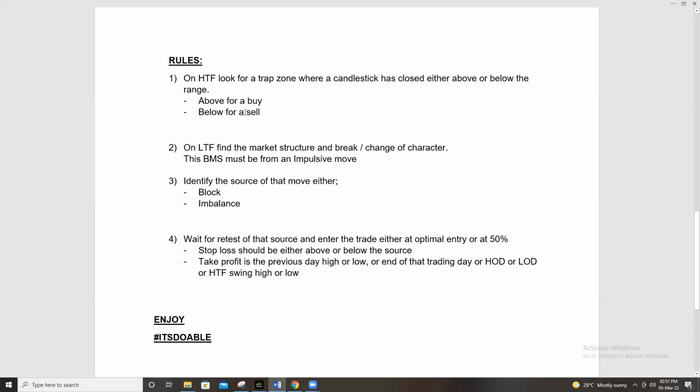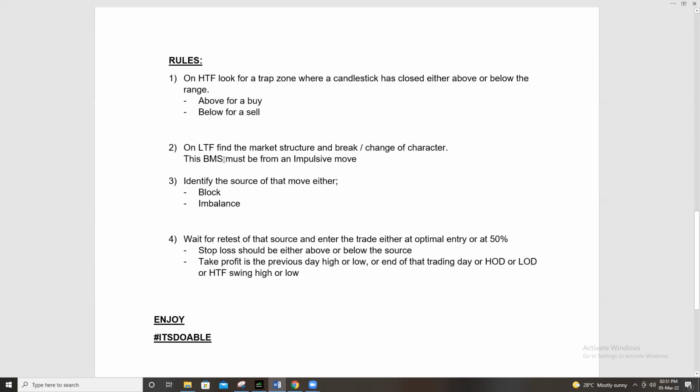Be careful to note the timestamp. Okay, I'll show you the timestamp. Then you move to step number 2. On lower time frame, find the market structure and break. Market structure and break, BMS, or what people are currently calling change of character.